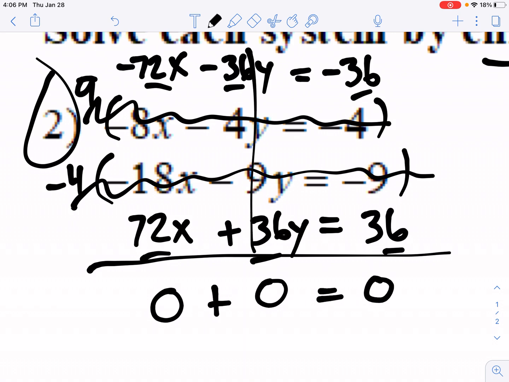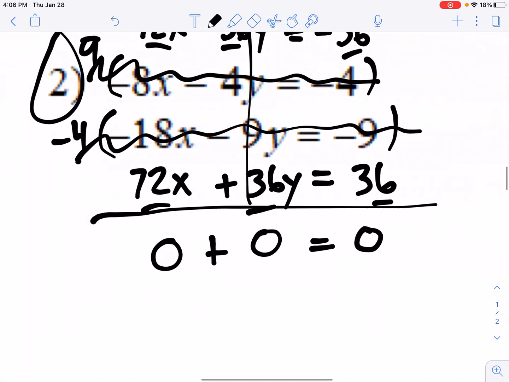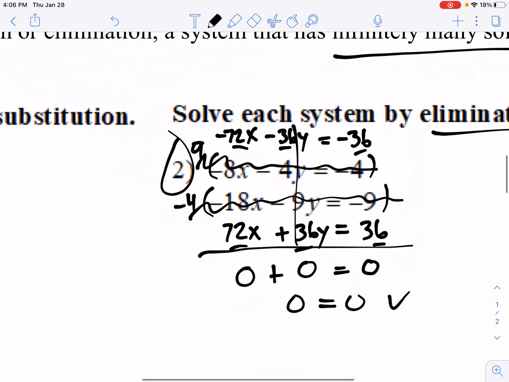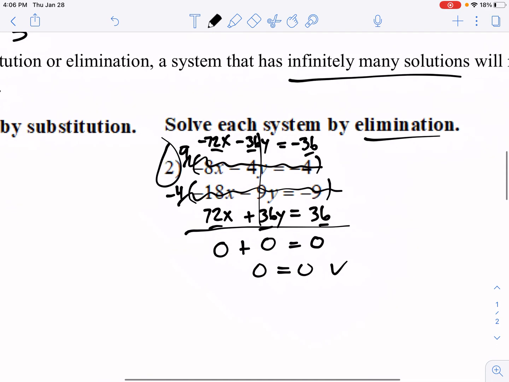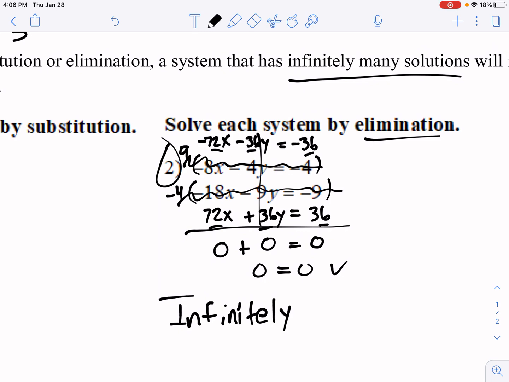Now, the reason I'm writing zeros here is that you can see the true statement. So 0 plus 0 is going to give us 0. And then does 0 equal 0? Well, yeah, that's a true statement, right? 0 does equal 0. So since we have a true statement, what we said earlier is that that's going to result in infinitely many solutions, okay? So we have infinitely many solutions.